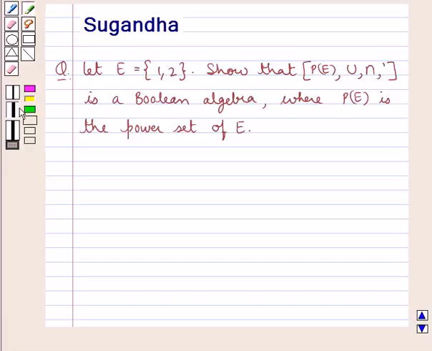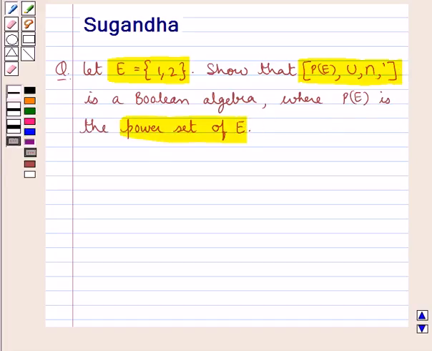In this session we discuss the following question, which says, let E be the set containing the elements 1 and 2. Show that the system containing the set P(E), union, intersection and complement is a Boolean algebra, where this P(E) is the power set of the set E.